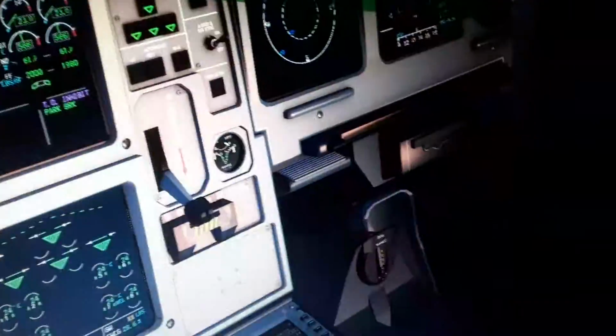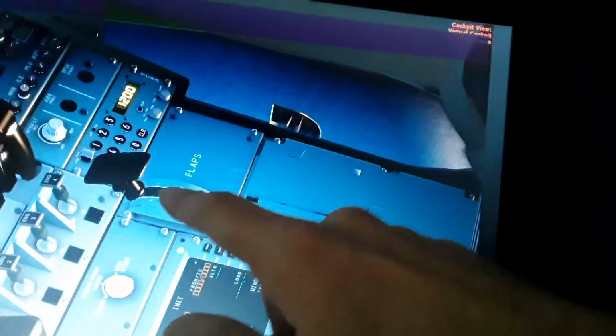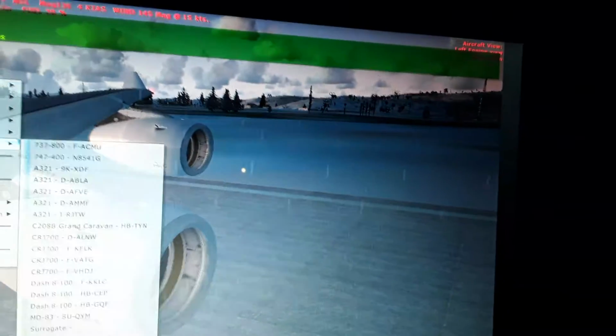But let's talk about the other systems right now. Here are the flaps, which are used to increase the lift of the aircraft. You can see if I move the lever down, the slats and the flaps are also moving down.